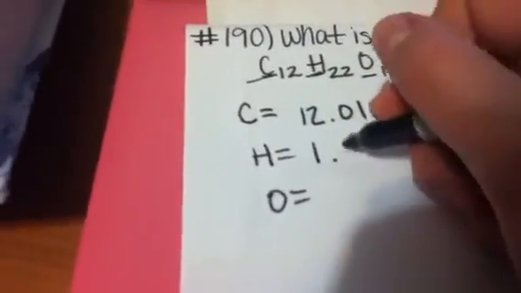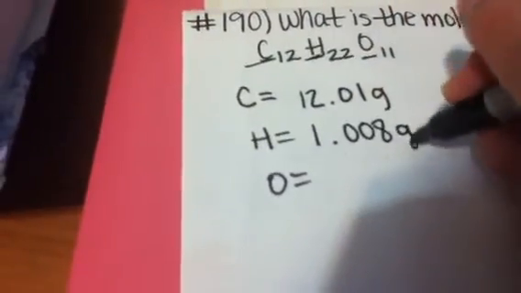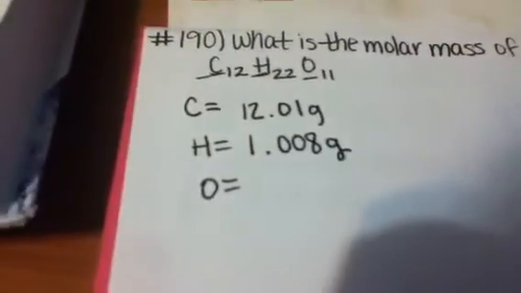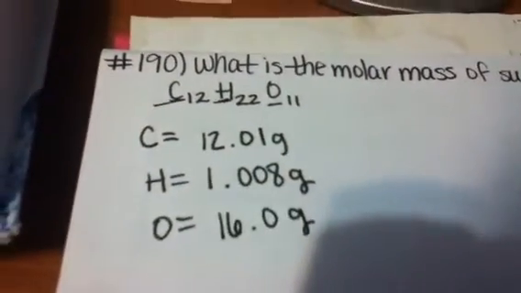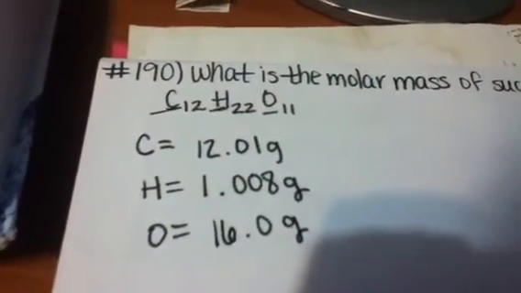We all know it's 1.008. So we write 1.008 grams. And now we look for oxygen. And oxygen is right there. Oxygen is 16 grams. All right, come back here. We write 16 grams.